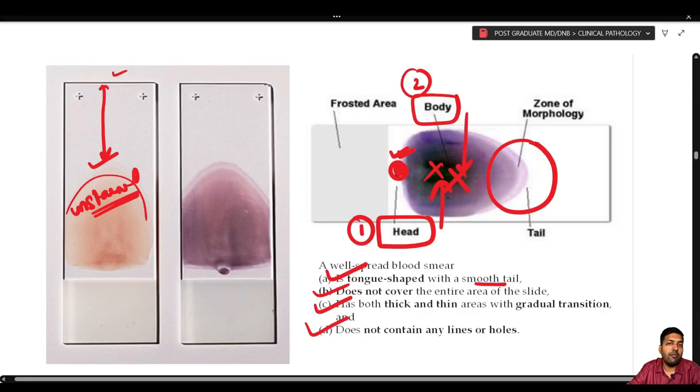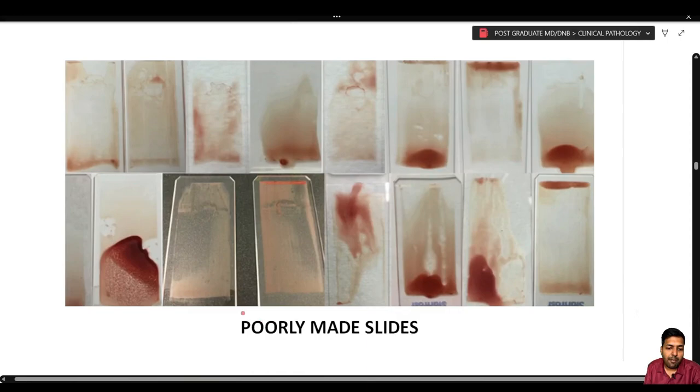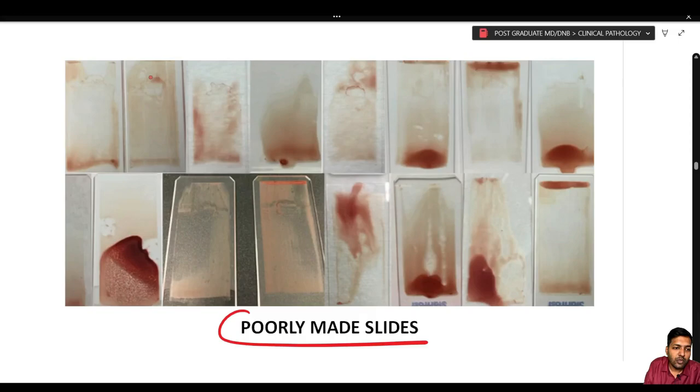Now these are all the examples of poorly made slides. So if you see over here, what are the problems? In this slide, it is covering the entire portion. Also, there are some holes over here. In this area, such a big hole. See over here, what has happened? Basically, proper fixation wasn't there, and as a result, the particular slide completely has come off.